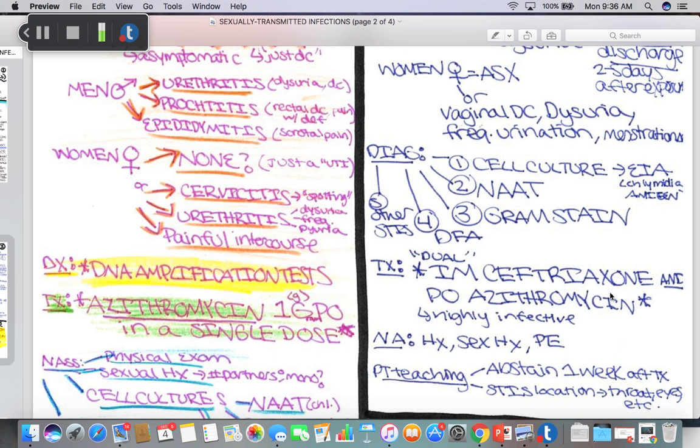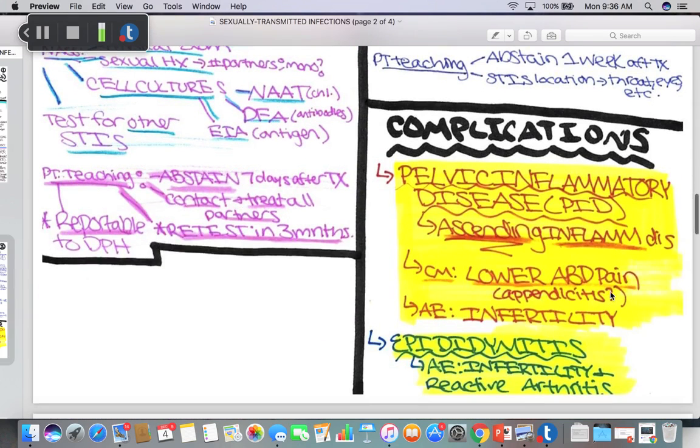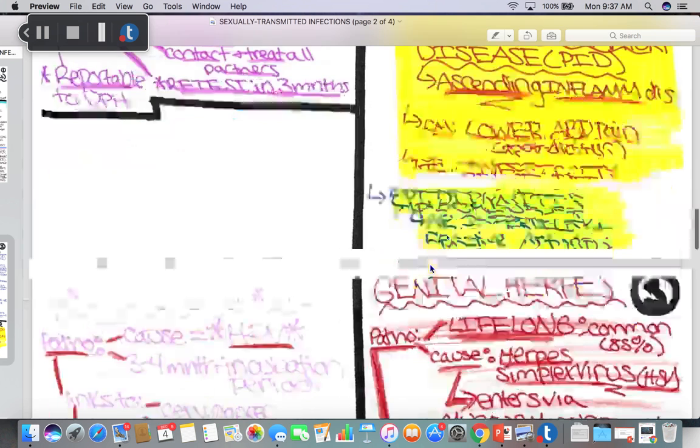Complications of STIs. So in women, pelvic inflammatory disease, or PID, is an ascending inflammation disorder. Clinical manifestations of PID include lower abdominal pain that's very similar to appendicitis. Adverse effects include infertility. Epididymitis in men, so basically adverse effects of this include infertility and reactive arthritis.